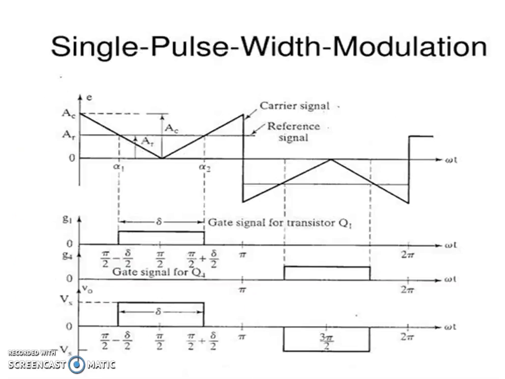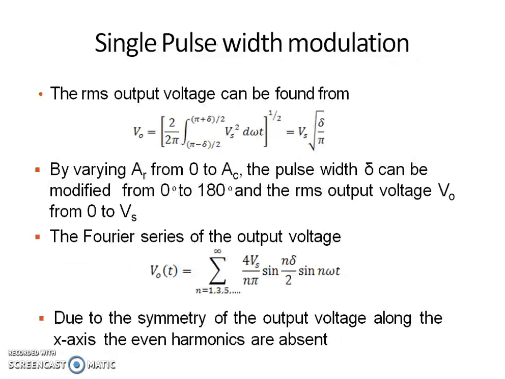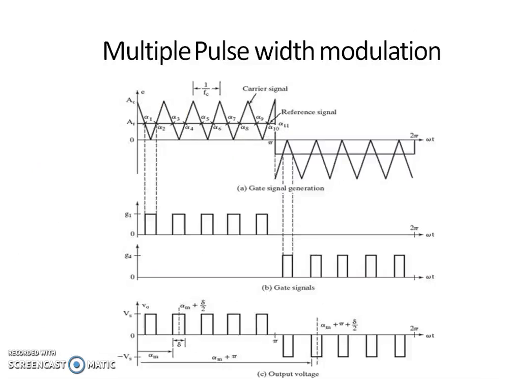In the single pulse width modulation technique, a single pulse, a single switching or controlling pulse, is produced per half cycle. But in the case of the multiple pulse width modulation technique, we are producing several pulses per half cycle. This technique will reduce the harmonic content at the output of the inverter.